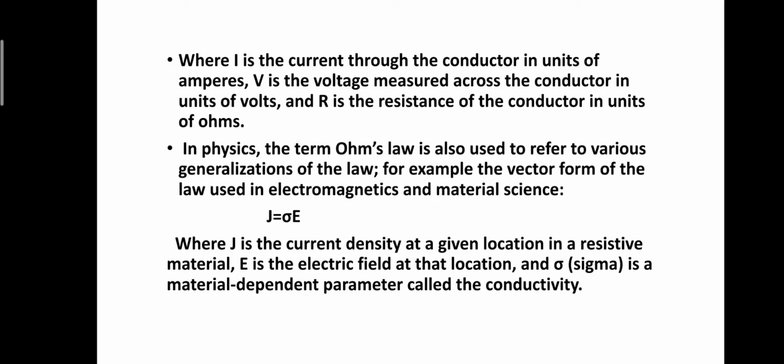In physics, the term Ohm's law is also used to refer to various generalizations of the law. For example, the vector form of the law used in electromagnetics and material science, J is equal to sigma E, where J is the current density at a given location in a resistive material, E is the electric field at the location, and sigma is the material dependent parameter, and it is called the conductivity.